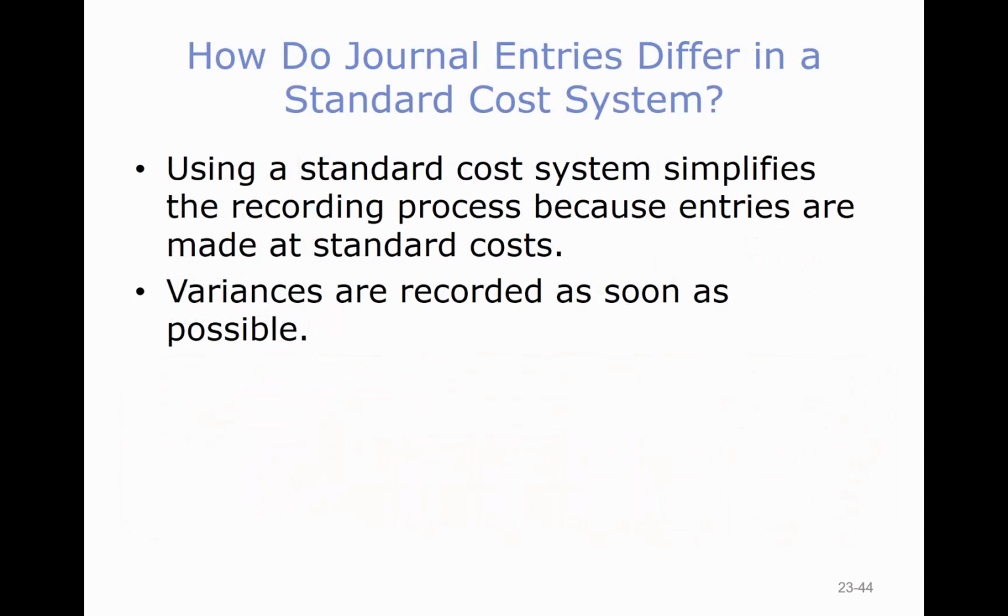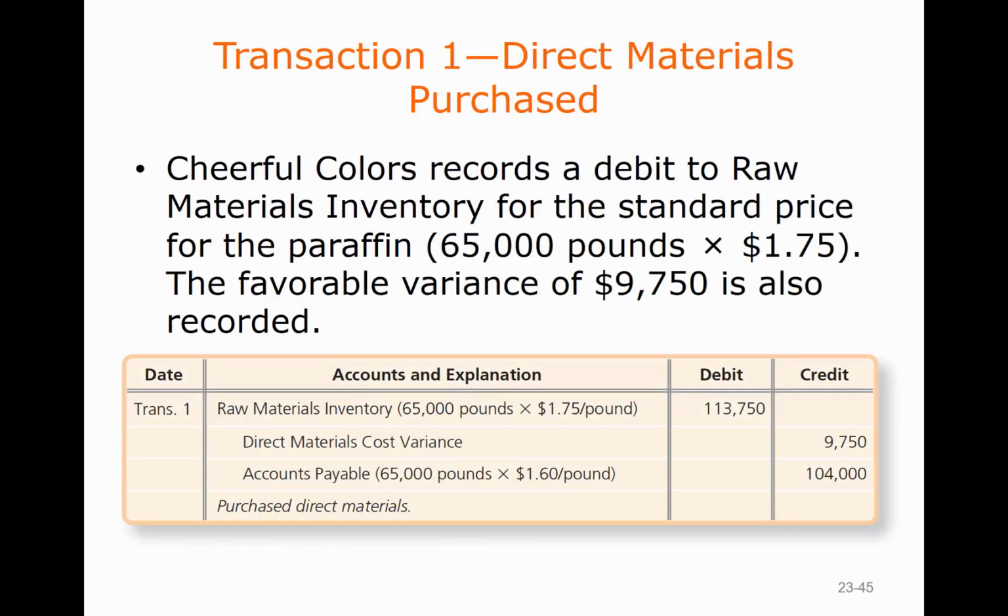All right, so this is where we get to the journal entries, and so I will go through these. So what it tells us is that using a standard cost system simplifies the recording process because entries are made at standard costs. Variances are recorded as soon as possible when we actually know the variance. Okay, so here we go.